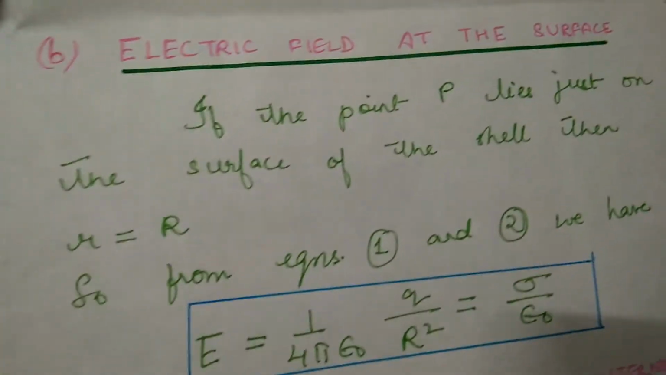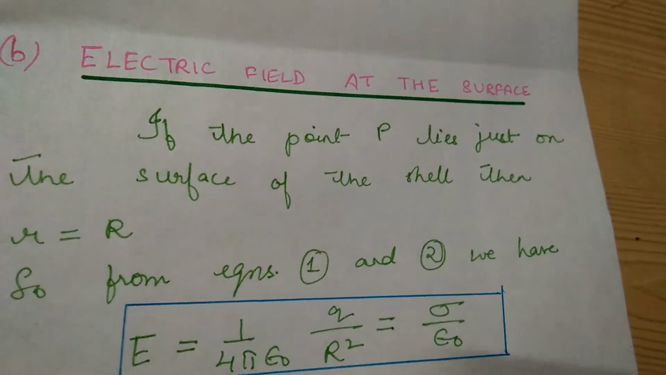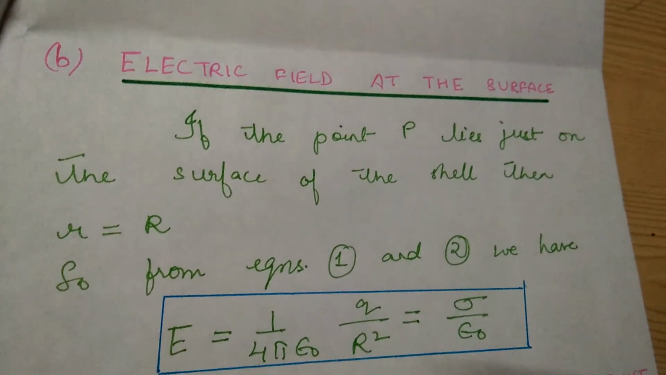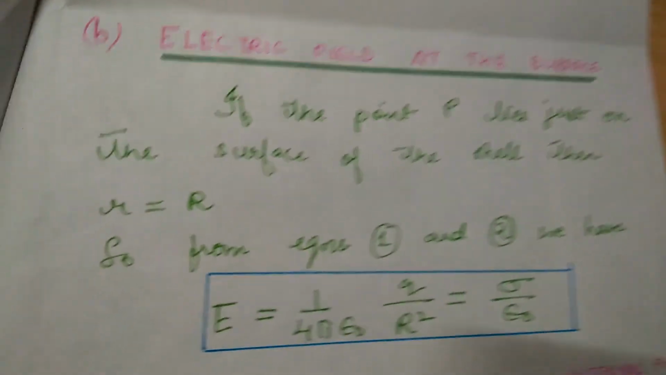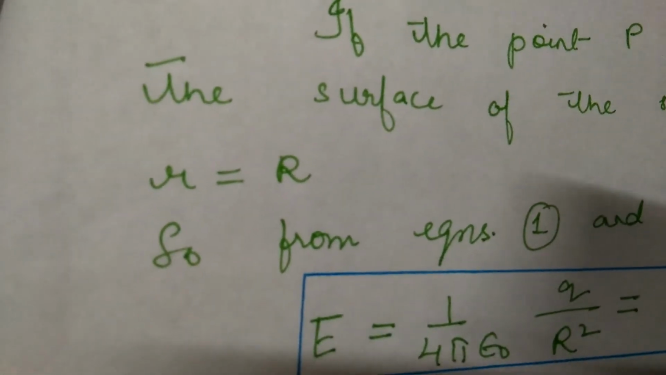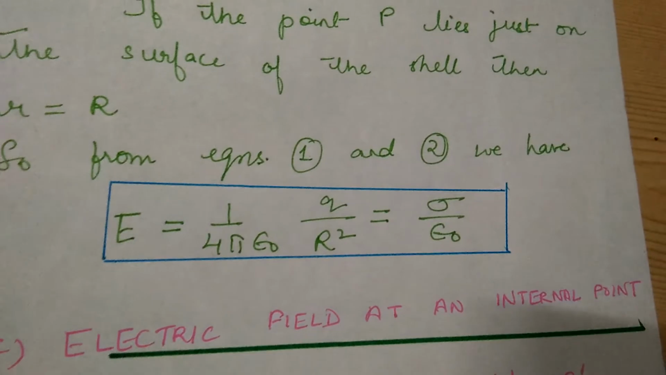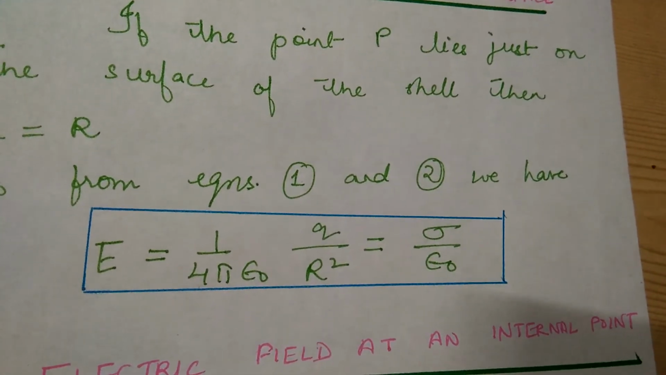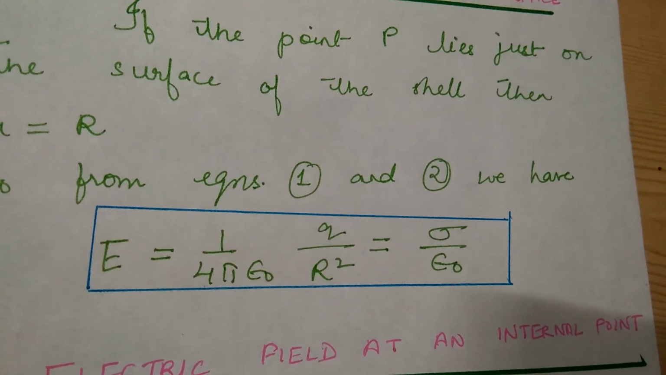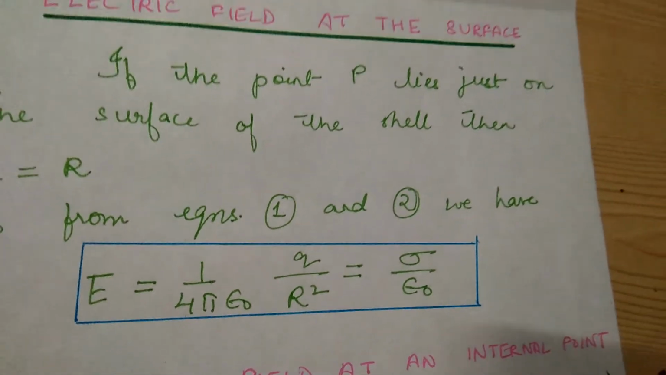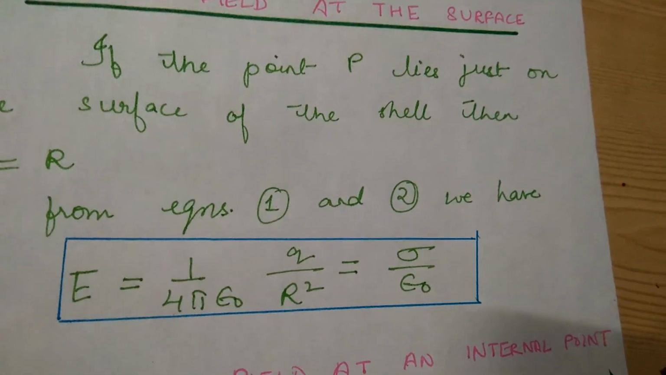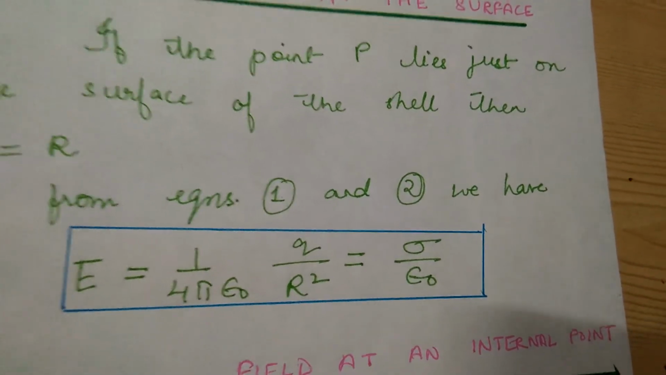The second part is, if this point P was located on the sphere, in that case what will happen? In that case, small r and capital R become the same. So r equals R. So the equation changes like this. Whatever equations we got, equations 1 and 2 in the previous part, will now have this modified form.